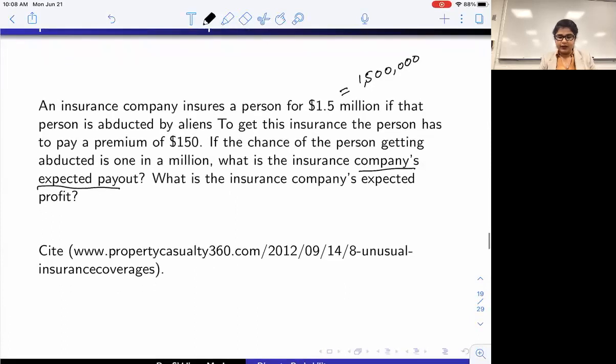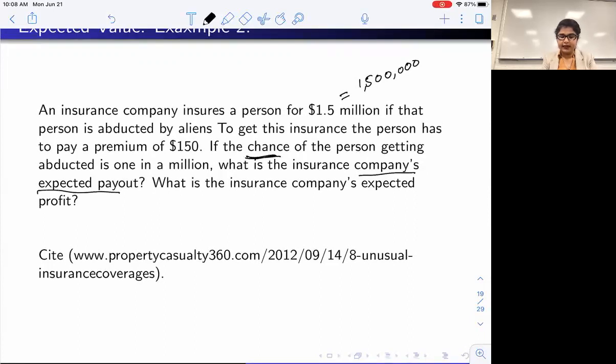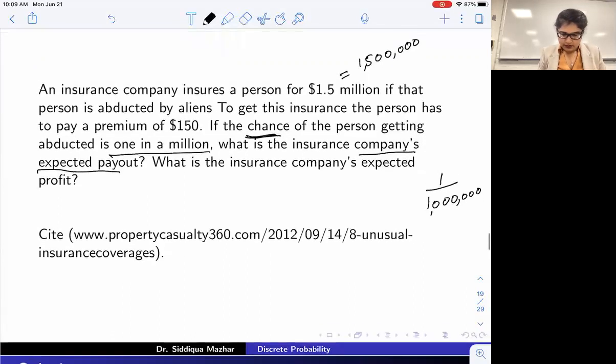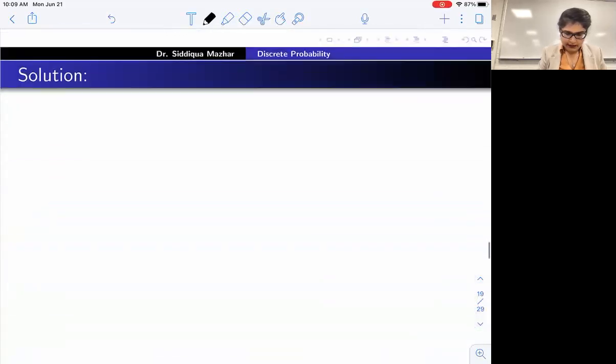And what is the probability? Is there anything given about the probability in this statement? Chance. Chance means probability. If the chance of the person getting abducted is 1 in a million, it means 1 out of 1 million. This is how you will write it. So this is a probability of 1 in a million.